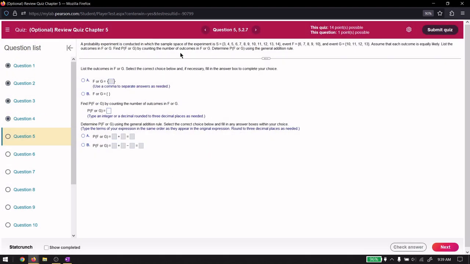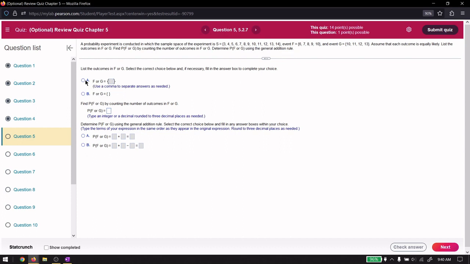A probability experiment is connected with a sample space of 3 through 14. And the event F is 6, 7, 8, 9, and 10. So there's 5 possibilities there. And G is 10 through 13. There's 4 possibilities there. The sample space has 12 possibilities. There's 5 in F and 4 in G. Assume each is equally likely. List the outcomes in F or G. Find the probability of F or G by counting the number of outcomes in F or G. Determine F or G using the general addition rule.